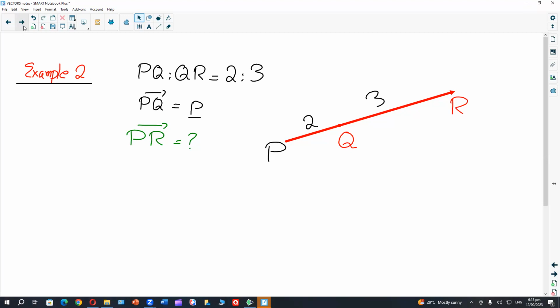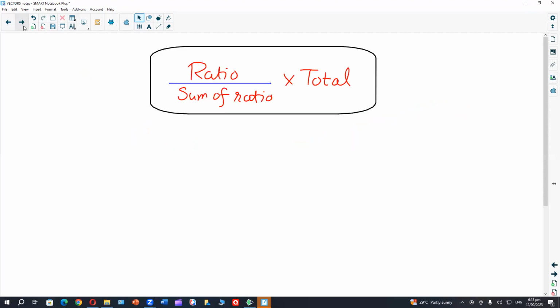So can you solve for me the PR? PR will be, will it be 5 over 3? Do you remember this formula, basic O-level class 9th formula, ratio upon sum of ratio into total? Good. It's better to copy it again as a part of notes.